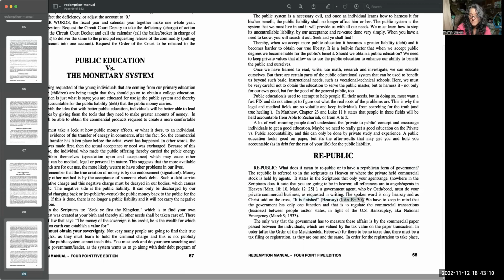John 19:30. We have to keep in mind that the government has only one function, and that is to regulate the commercial transactions, business between people and or the states in the light of U.S. bankruptcy, also known as national emergency, March 9th, 1933. The only way that the government has to measure these affairs is by the commercial paper passed between the individuals, which are valued by the tax value on the paper transaction.